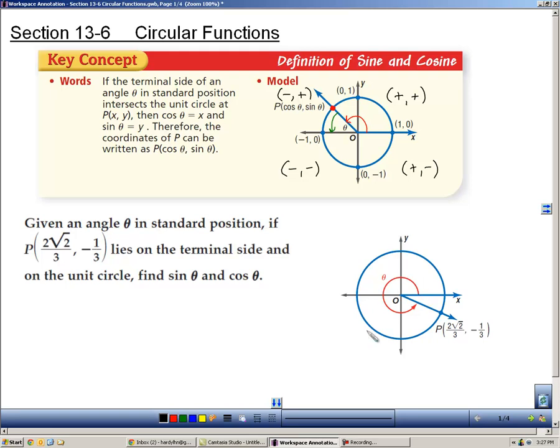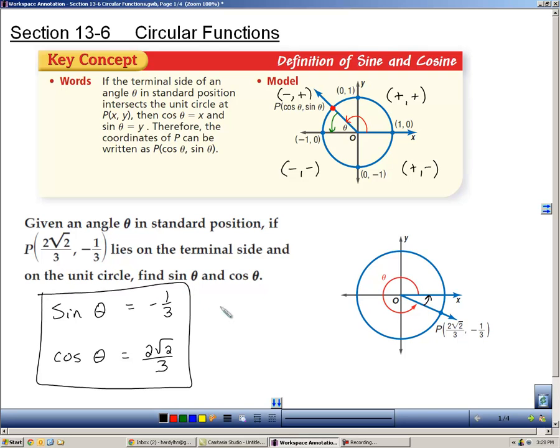Now let's see this idea in action. If we're given a terminal side that you see here in blue, and it contacts the unit circle at this point, and the point is this ordered pair, then we're asked to find the sine of theta and the cosine of theta. Well, the reference angle is right here, so that's also the value of theta. And from the definition of sine and cosine, we know that cosine is the first number. So our cosine is 2 root 2 over 3, and our sine is negative 1/3. That fits what I just showed you, that cosine in the fourth quadrant is always positive, and that sine in the fourth quadrant is always negative.